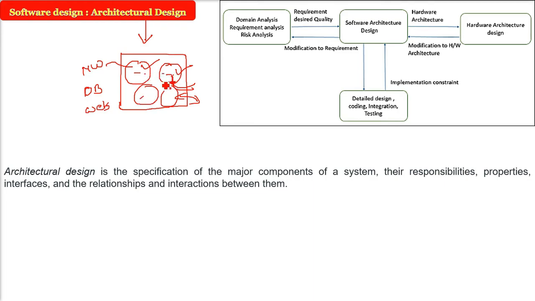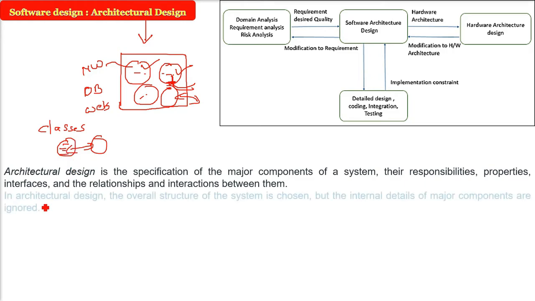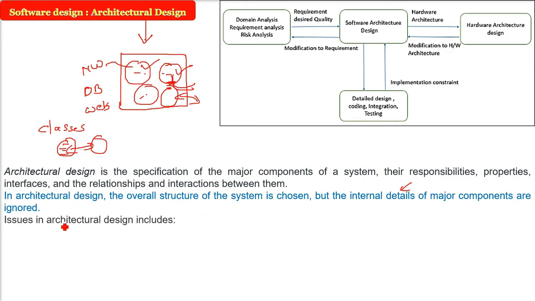Because in architecture, again, we are not going into the detail here. We are just trying to find out, say, for example, classes. How many classes are there? How are these classes related? What is each class going to have? How much cohesion is there? How much coupling is there? So coupling is the main concept here. So in architectural design, the overall structure of the system is chosen, but the internal details of the major components are again a black box. That is, they are ignored at this time.